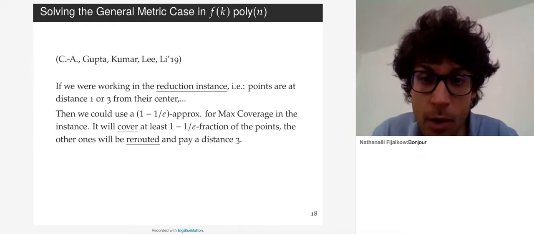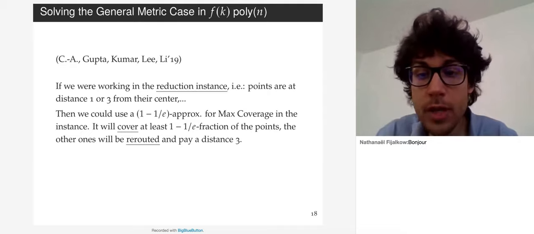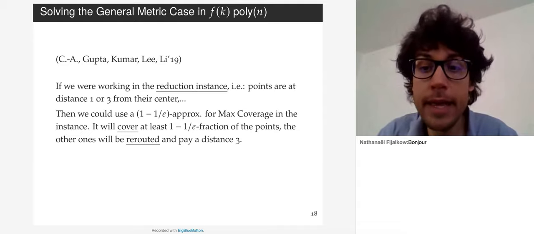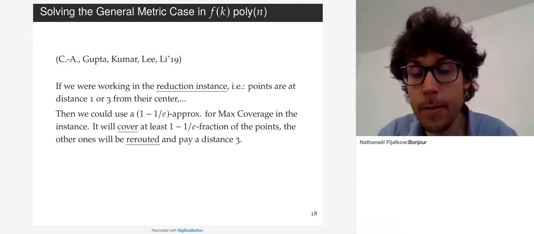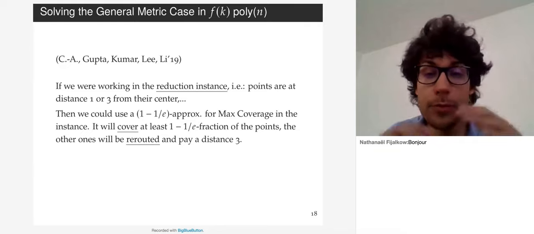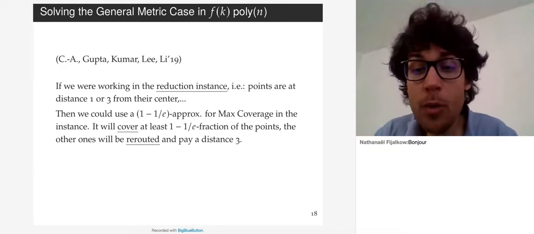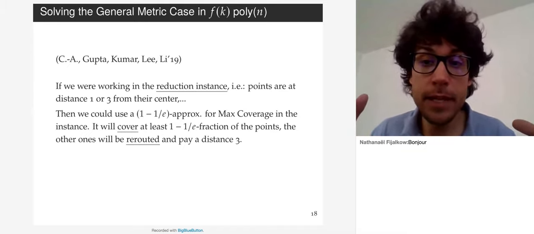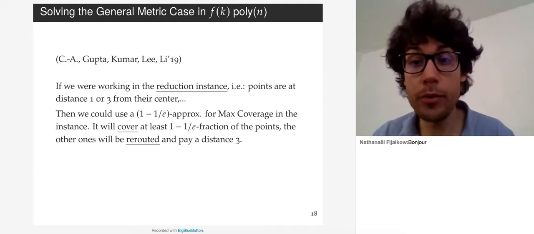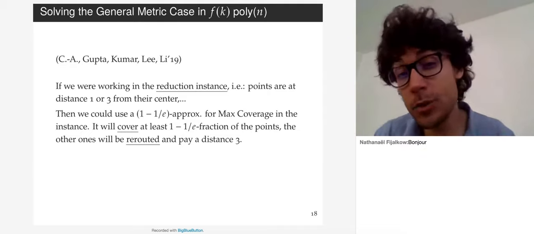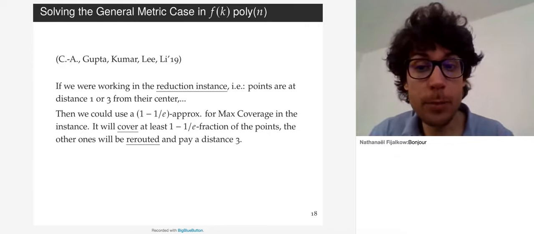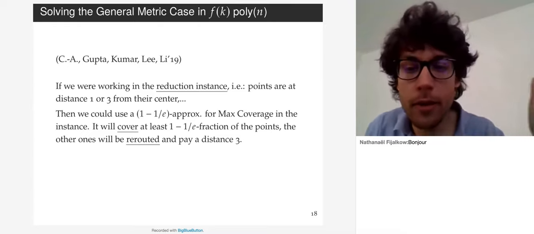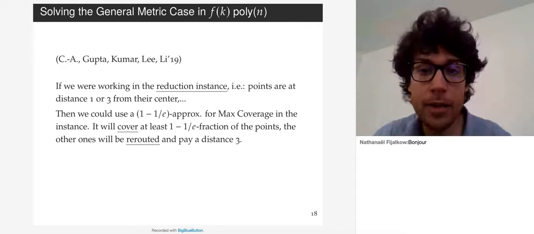And now I'm going to move to this result that we got last year for solving this problem, getting this tight bound, this 1 plus 2 over E approximation algorithm in f of k poly n. The frustrating part of this problem is the reduction instance, meaning that points are at distance either 1 or 3 from a center. This is a very stupid instance because, in the real world, in clustering problems the distance can be 0.1, 1.1, 5, 10, infinite, very large, very far, and so on.